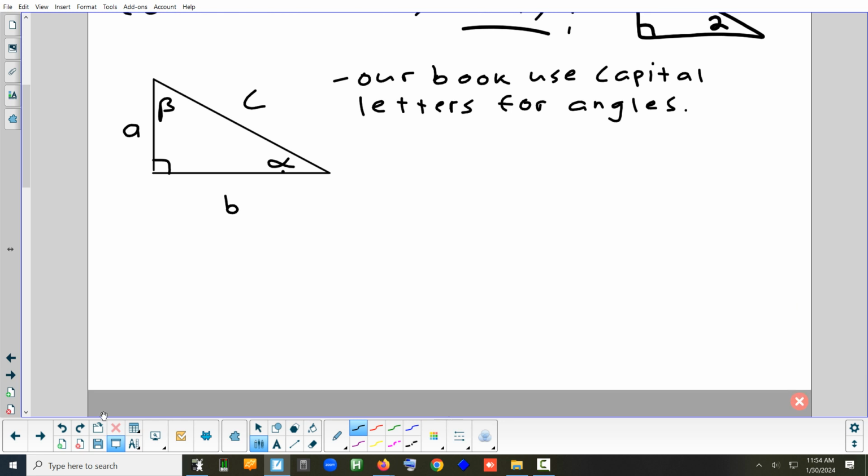All right, let's take that diagram and let's find something. It's not going to be numeric. There aren't going to be any numbers. I just want to know what the sine of alpha would be.